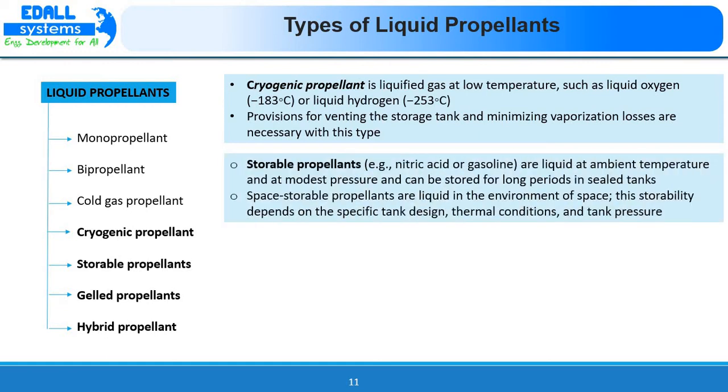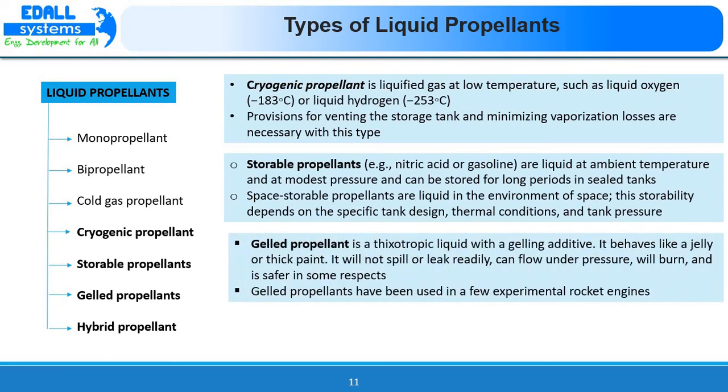Next class is storable propellants, for example nitric acid or gasoline. Such propellants are liquid at ambient temperature and at modest pressure and can be stored for long periods in sealed tanks. So such storable propellants are useful when they are going for a long mission in space. Space storable propellants are liquid in the environment of space. The storability depends on the specific tank design, thermal conditions, and tank pressure.